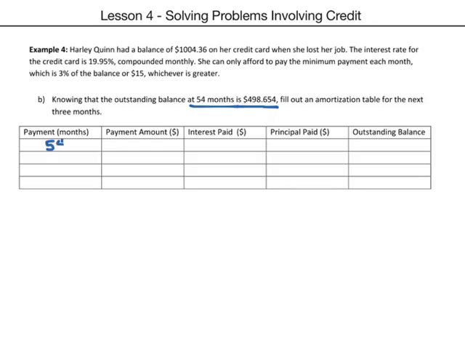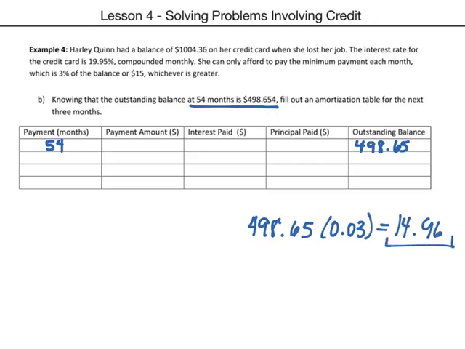So at 54 months, she's now paying $498.65. So we're going to take the $498.65 and times it by 0.03, and we get 14.96. So now, as we can see, that doesn't make our minimum payment amount. So for the rest of our payments, we're going to be paying the minimum of $15. 3% isn't good enough anymore. So for 55, 56, 57, she's paying $15. So then we're going to fill out her amortization table the same.